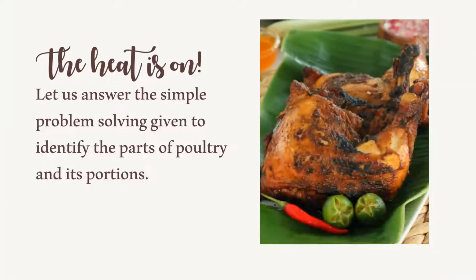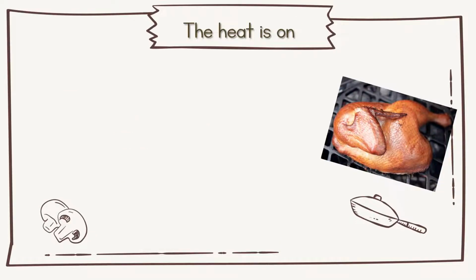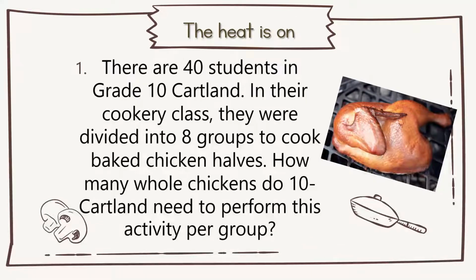Let us now have the heat is on. Let us answer the simple problem solving given to identify the parts of poultry and its portion. For number 1, there are 40 students in Grade 10 Cartland. In their cookery class, they were divided into 8 groups to cook baked chicken halves. How many whole chickens do 10 Cartland need to perform this activity per group? Pause this video to compute.